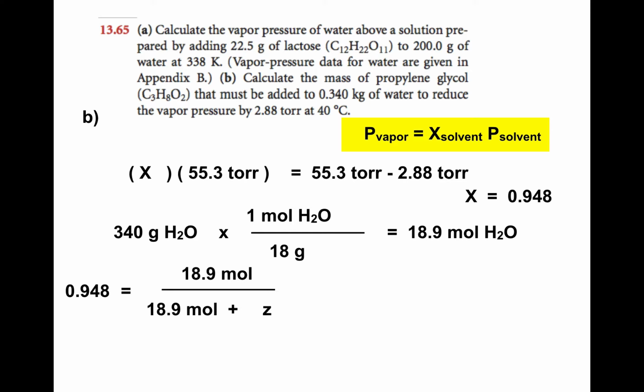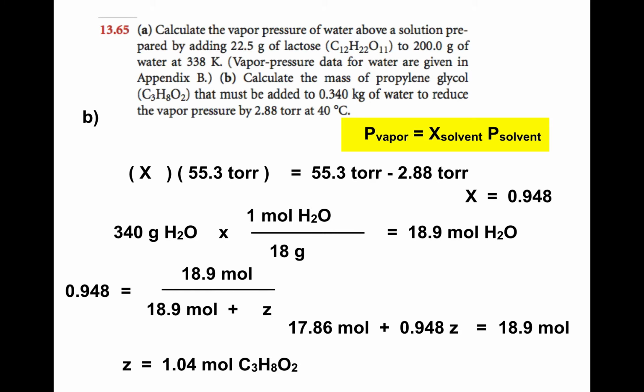Moles of water plus moles of propylene glycol, which I'm going to call Z, just for room. All right, so we're solving for Z, the moles of propylene glycol. So if I multiply both sides by 18.9 plus Z, I get 0.948 times 18.9 plus Z. Gives me this. I then can solve for Z, right? Subtract 17.86 from both sides, divide both sides by 0.948, and I get how many moles of propylene glycol I have.